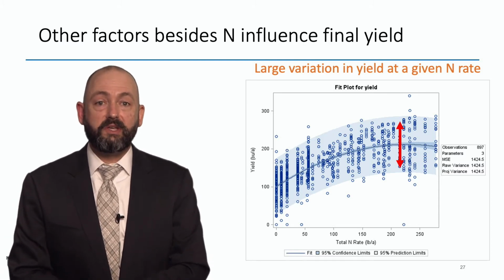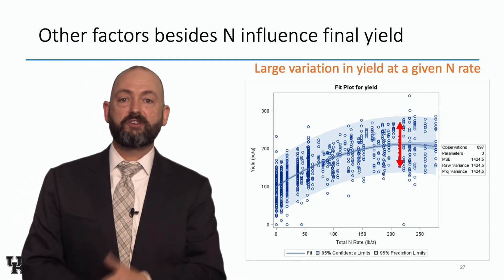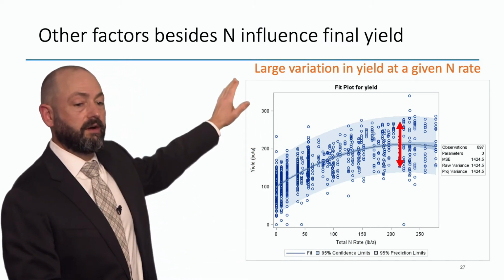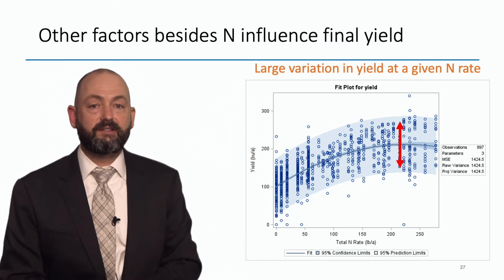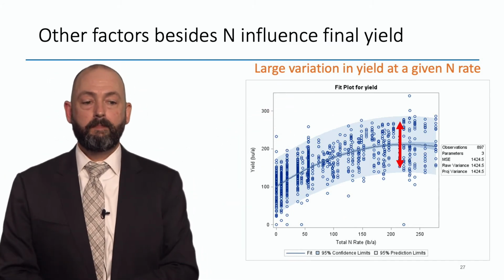In typical research, we consider this noise, and we just give that accurate average recommendation. But we actually want to look at these differences and understand why, when I applied this much nitrogen, I got a much lower yield or a much higher yield. What are those mechanistic differences?